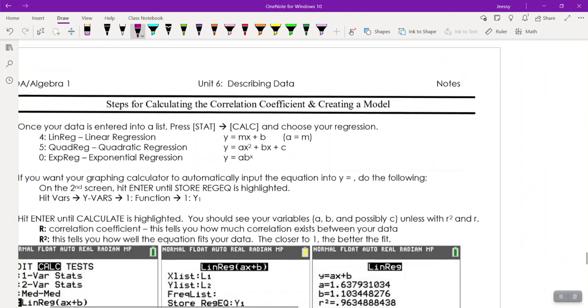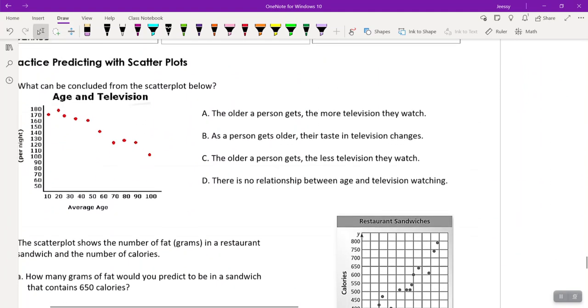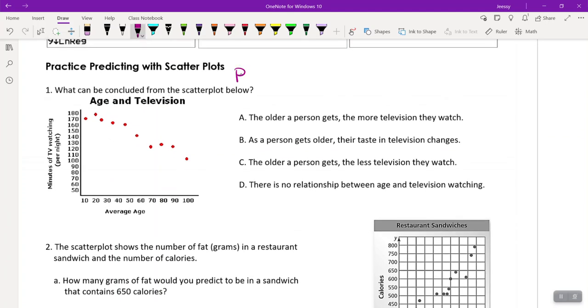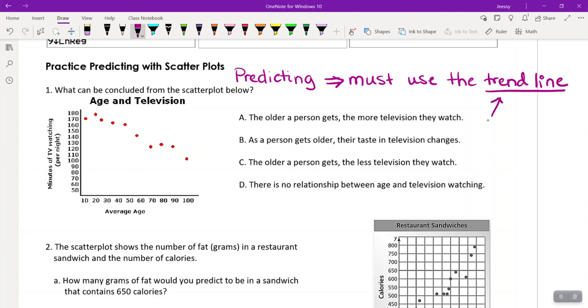Okay. So let's go here. All right, so now we're going to predict. Predicting means, all right, so you must use the trend line. All right, and the trend line is the best fit line. So one of the things that I want to teach you is the first thing you want to do when you get a graph like this one is you want to understand it.